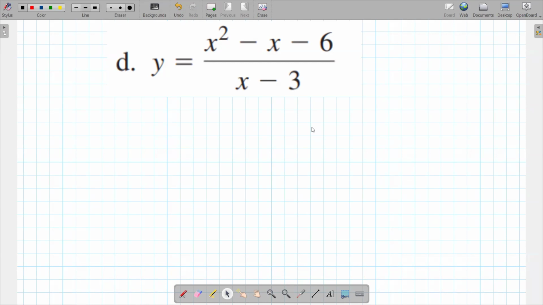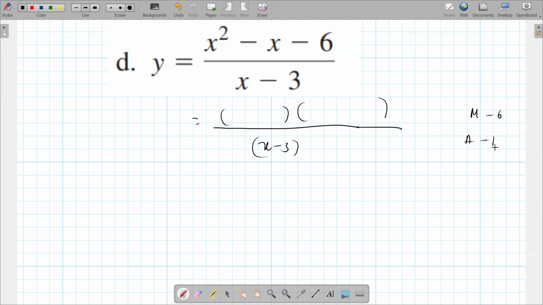But remember, always factor some things out, because if you can cancel the denominator, it'll make our life easier. Let's factor the numerator. Why don't you tell me? When you factor the numerator, what do you get? Two numbers that multiply to -6 and add to -1. What are they? -3 and 2. -3 and +2.